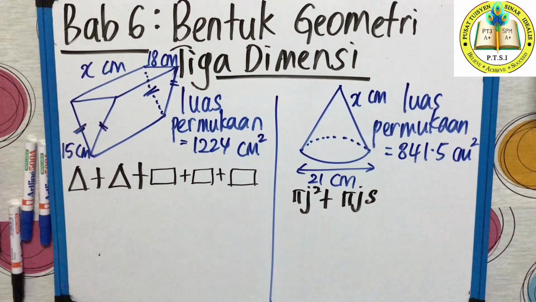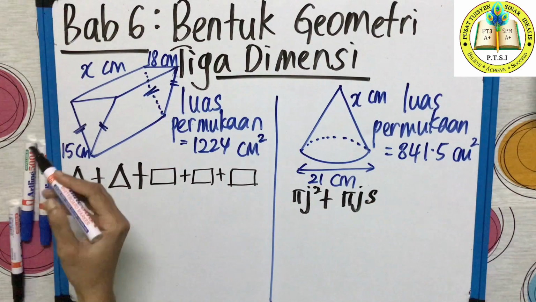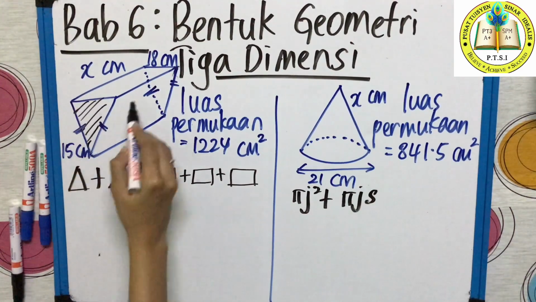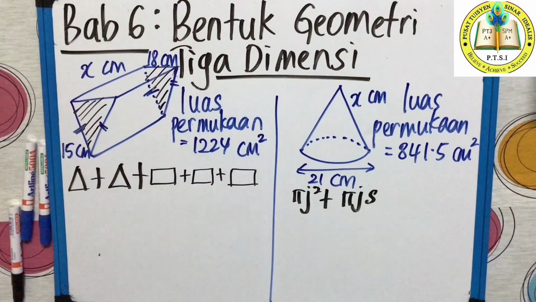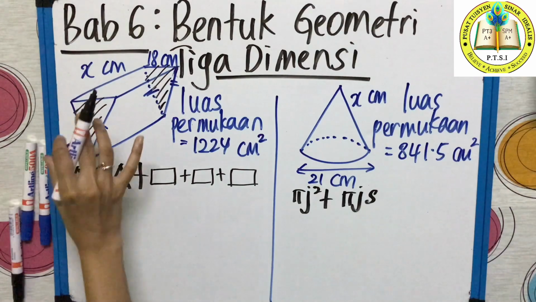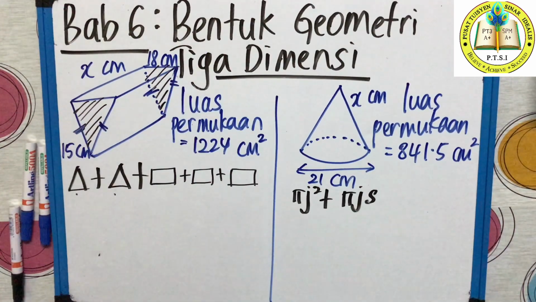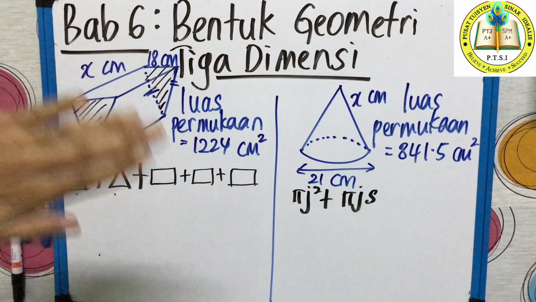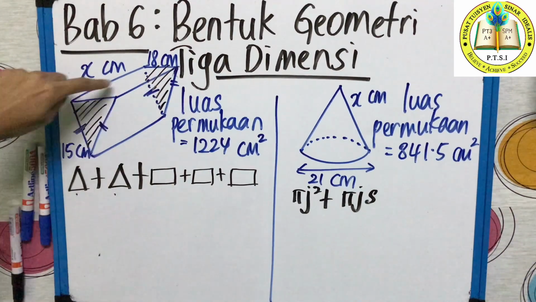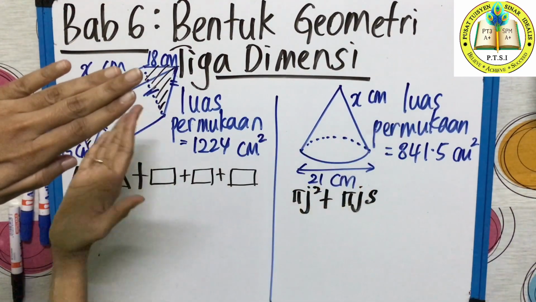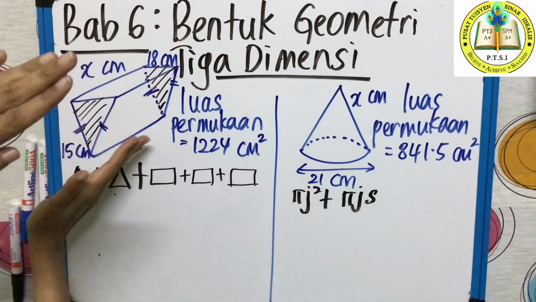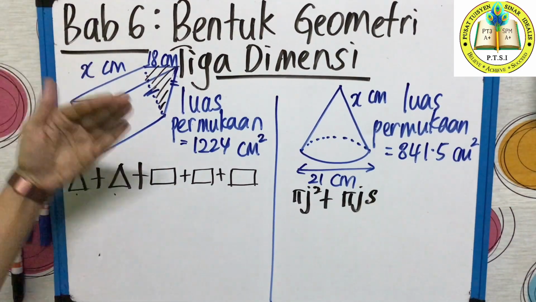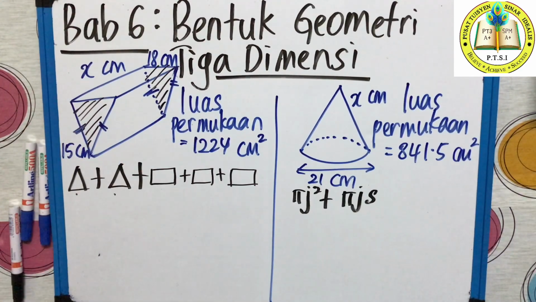So if you see this prisma, you have two triangle. Nampak tak? Kamu ada dua segitiga. One is at the front, another one is at the back. Dua segitiga pun sama. The measurement is the same. Lepas tu kamu ada tiga segi empat. Atas ada satu segi empat tepat. One rectangle, right? The top. And then at the front, depan ni ada lagi satu segi empat. Dan belakang ada lagi satu segi empat. So you have three rectangle.